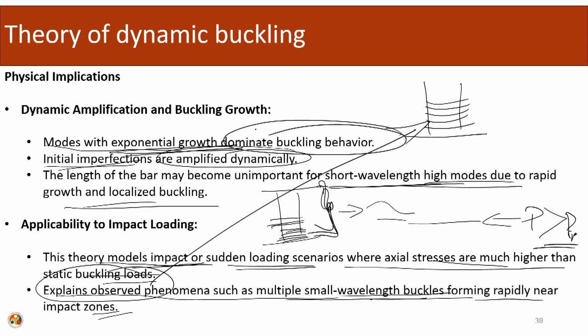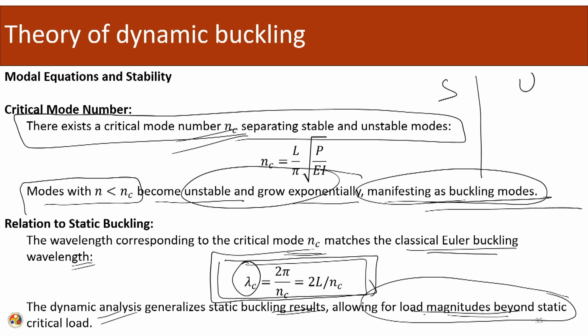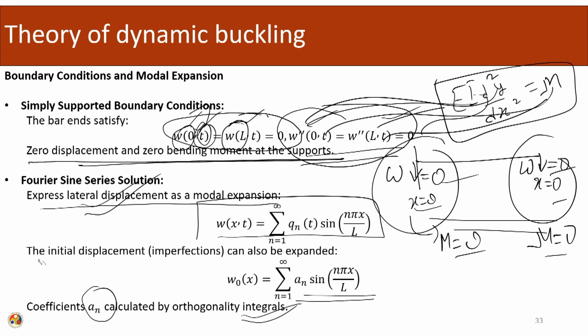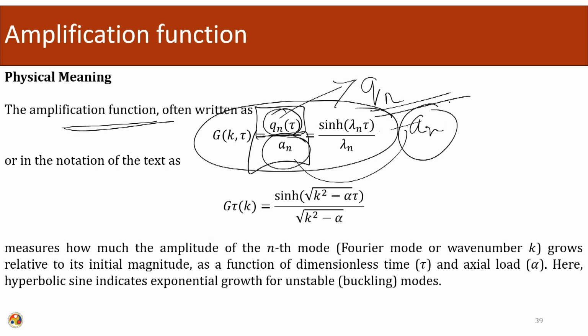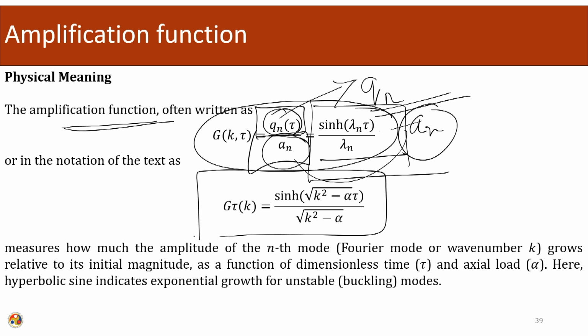An will come from the solution of the Fourier series. So, here the initial displacement imperfections, this quantity An, will also be a part of the amplification function. So, the amplification function will have two parts, one is the mode amplitude and the other is the coefficient due to the imperfections. So, this is the solution for this part. Here it can be written in this form also.